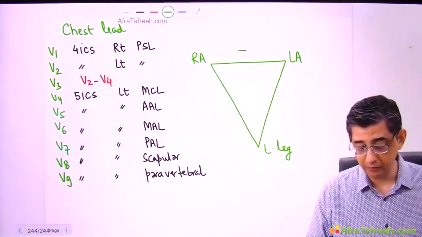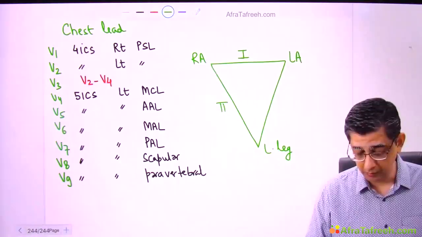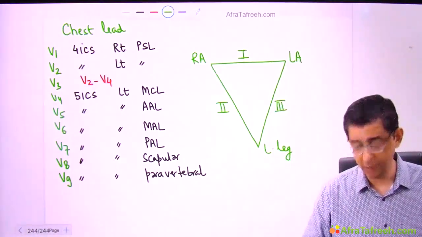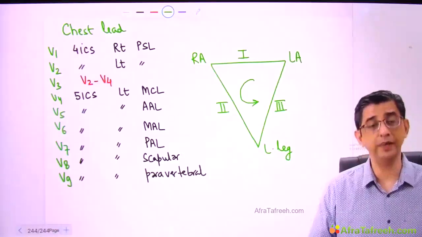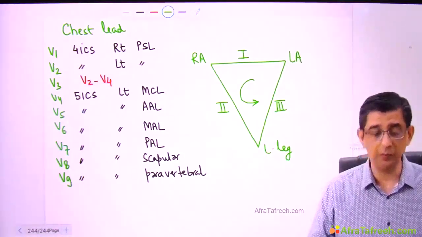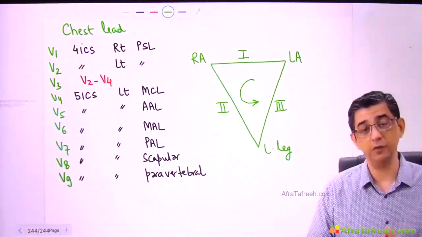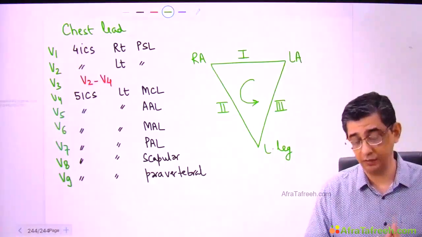Lead number 1 will be the connection between the left arm and the right arm. Lead number 2 will be the connection between the right arm and the left leg, and lead number 3 will be the connection between the left arm and the left leg. I have again seen people messing up between lead number 2 and 3 by inverting the information. How to remember this? You can go anti-clockwise, and usually they can link up physiology with medicine. So lead number 2, I highlight once again, is the connection between the right arm and the left leg.